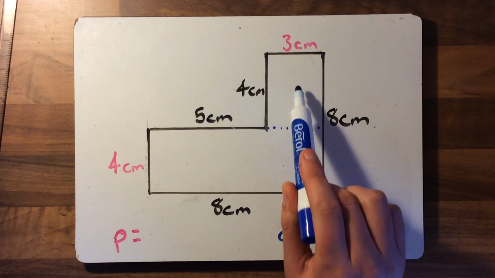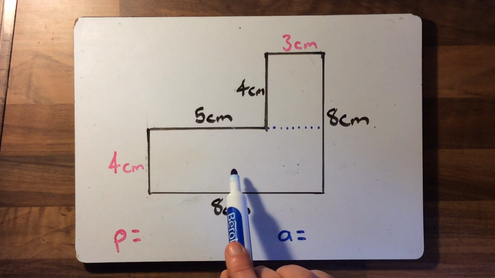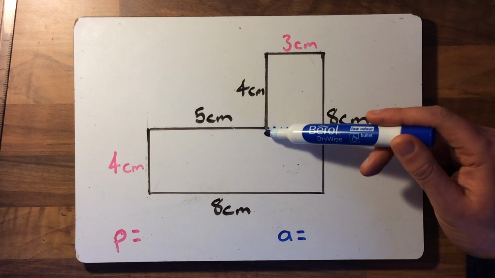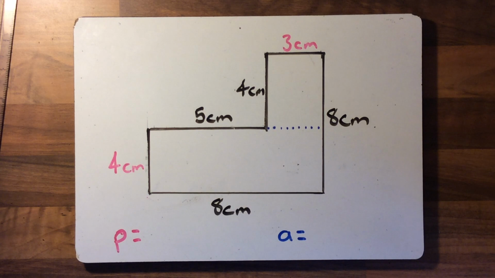Okay, we'll split it this way into this rectangle here and this rectangle here as well, and I'll prove to you that the other way would have worked as well. So if you want to pause the video there, year 6, have a go at finding the perimeter and the area.